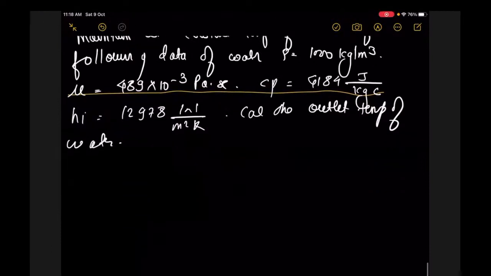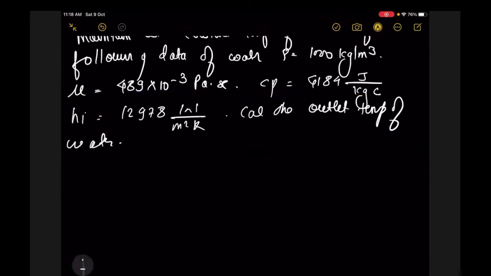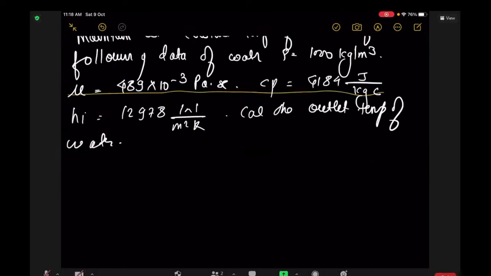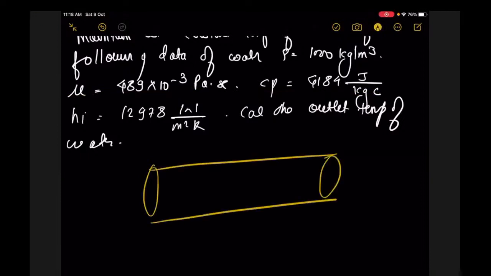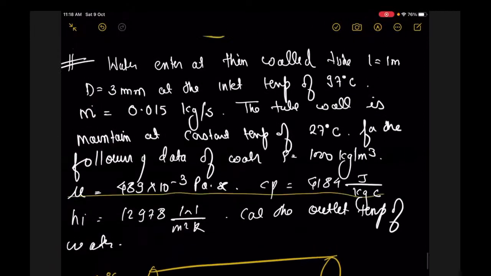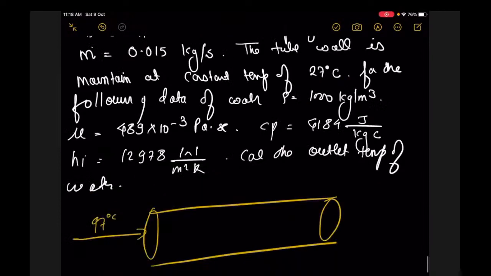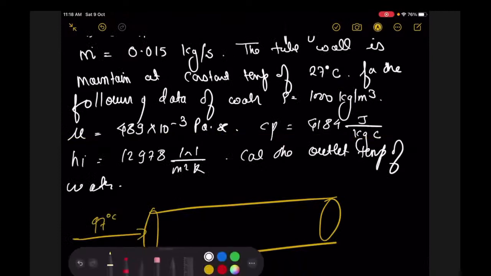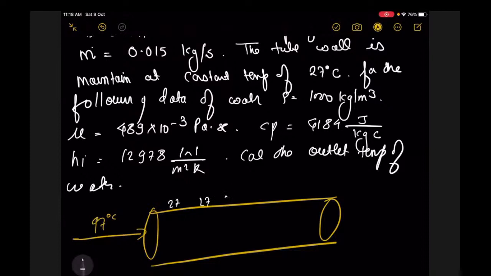Here we have to calculate the outlet temperature of water. So if you draw a diagram, here it will be 97 degrees centigrade. It is clearly mentioned here: the tube wall is maintained at 27, means everywhere the tube wall temperature is 27. One temperature profile is constant and another one is going down. So it is just behaving like a condenser. What is the outlet temperature? That we have to calculate.